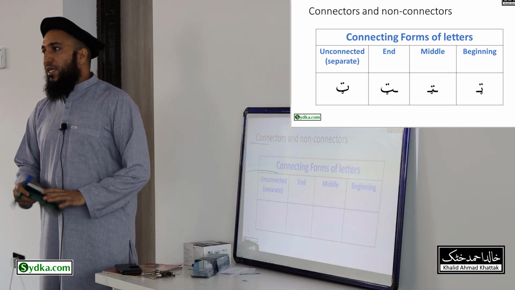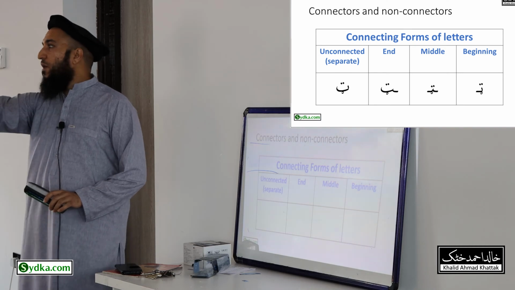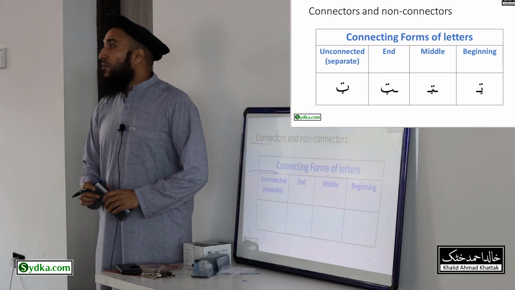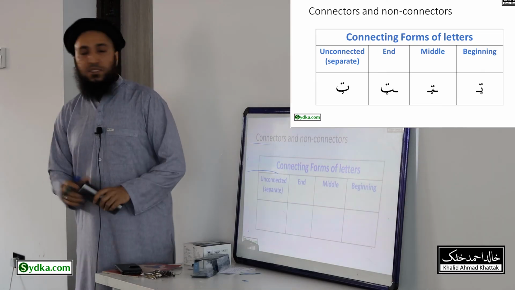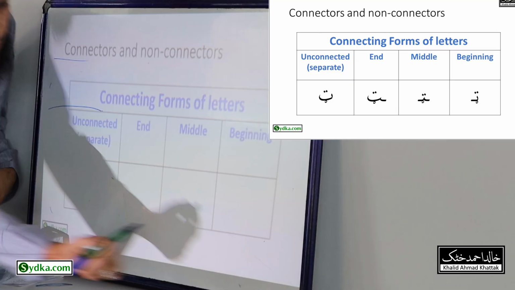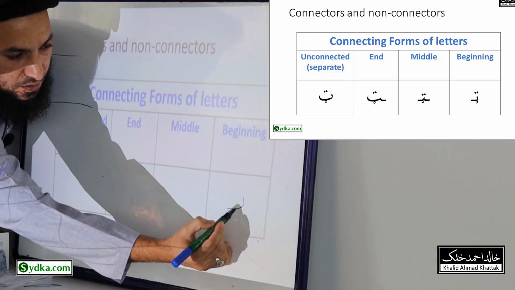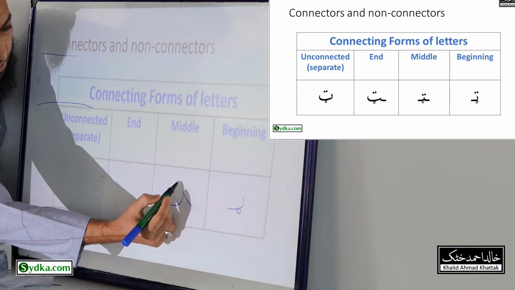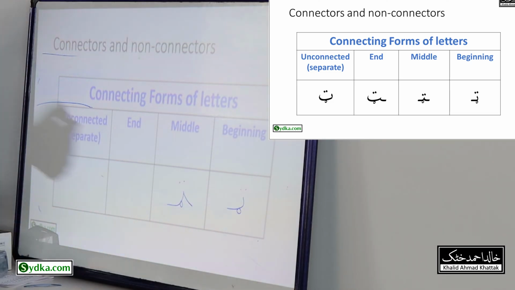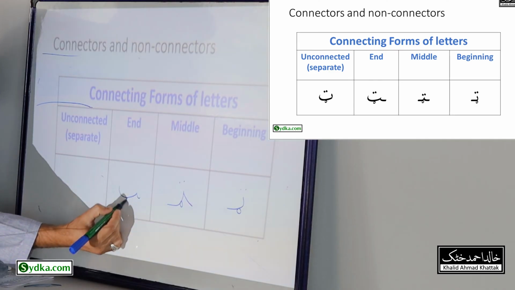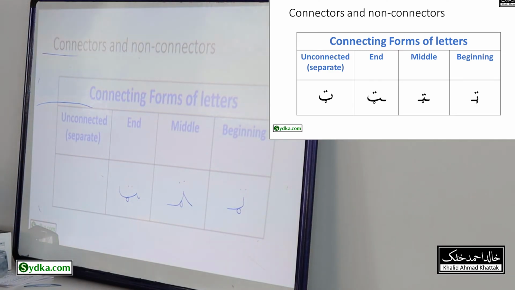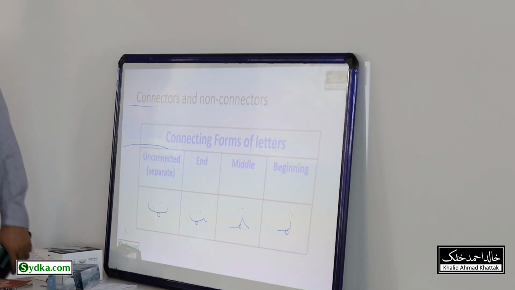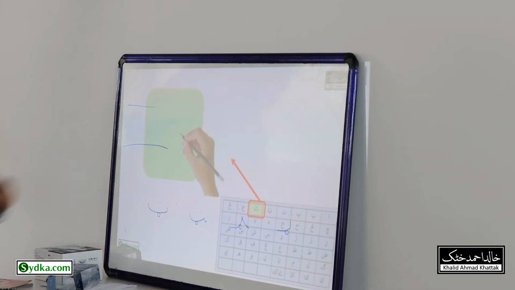Okay, is it connector or non-connector? Anyone else? Connector. Why? Something can be connected to both sides. Good. So in the beginning, it looks like this. Okay? In the middle, it looks like this. And at the end, it looks like this. And on its own, that's the 4 formats, okay? Next one.